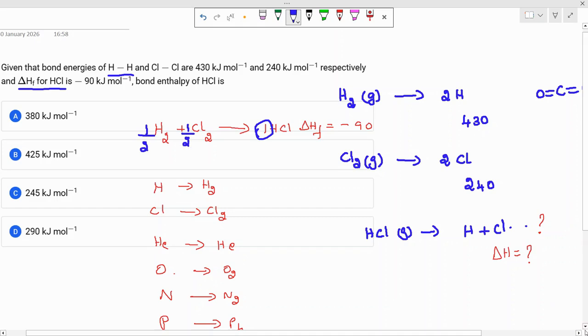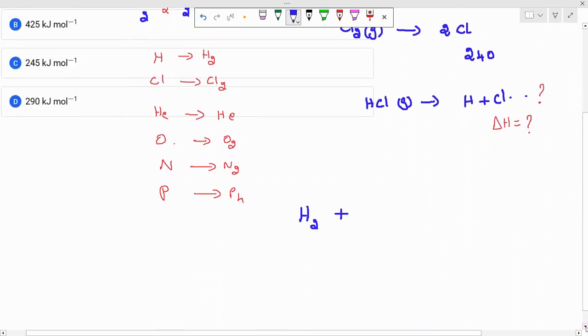So half moles of H2. It's not half molecule of H2, it's half moles of H2. Half mole of H2 and half mole of Cl2 will produce 1 mole of HCl. The energy released in this will be 90 kilojoule per mole. This is the direct process.